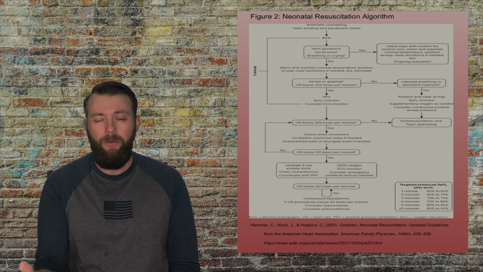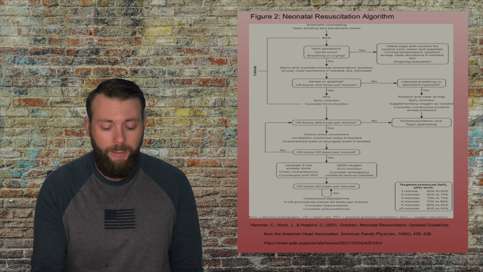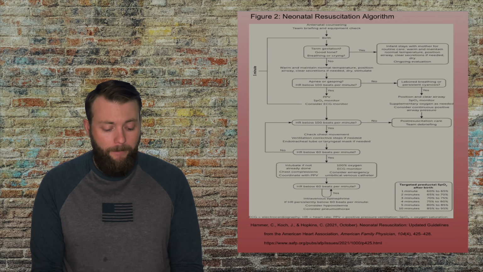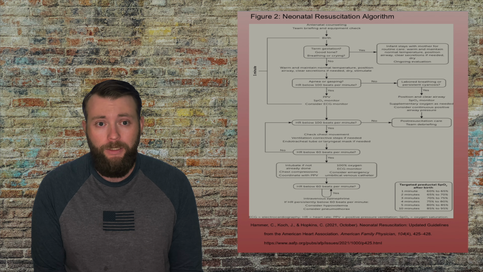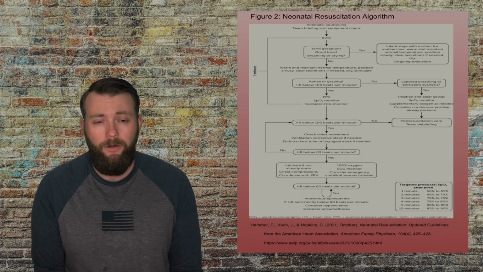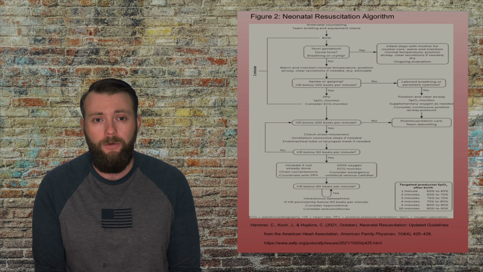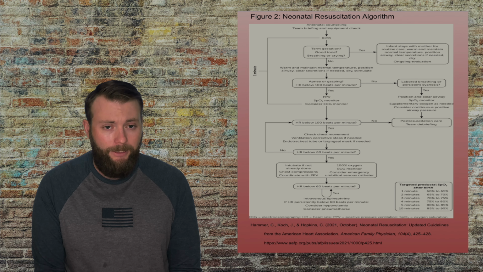So those may be some of the indications for us to proceed forward with intubation, along with prolonged positive pressure ventilation. So if we've been performing CPR and ventilations for an extended period of time on a newborn, it may be indicated to advance the airway that way, as BVM ventilations can lead to gastric distension and cause vomiting.